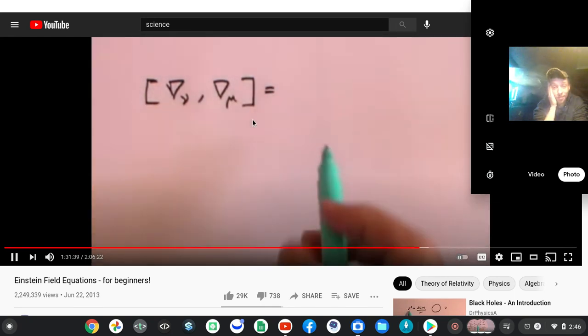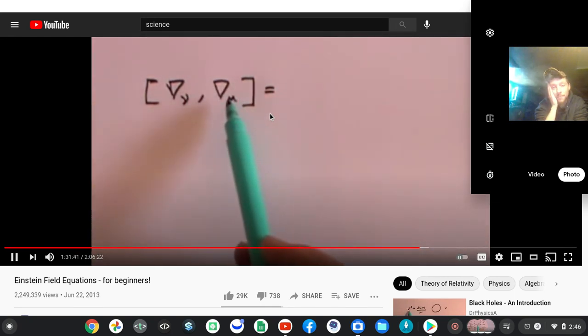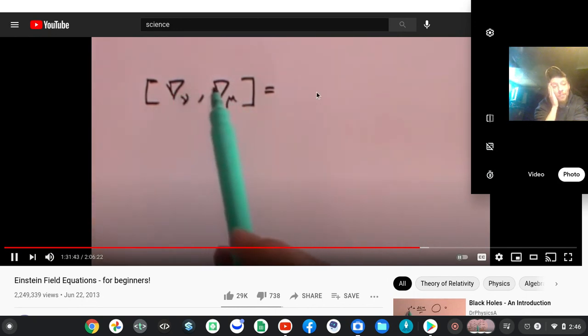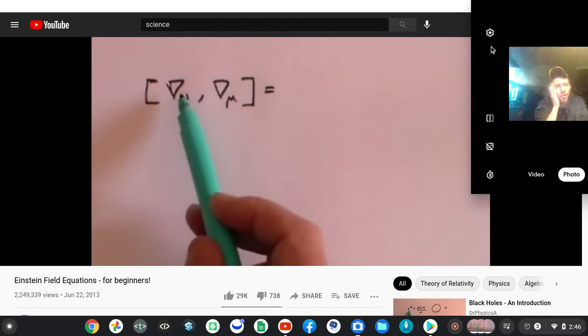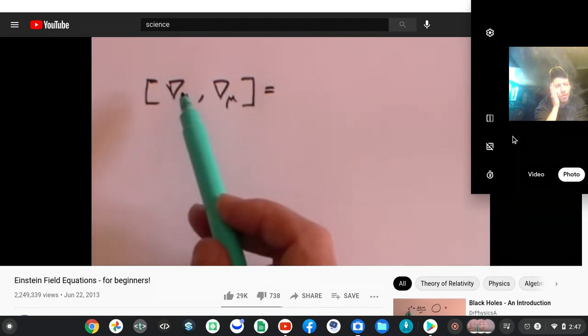It is going to be equal to that times that minus that times that. That's what a commutator is. Remember that in a course, the covariant derivative is the ordinary derivative.